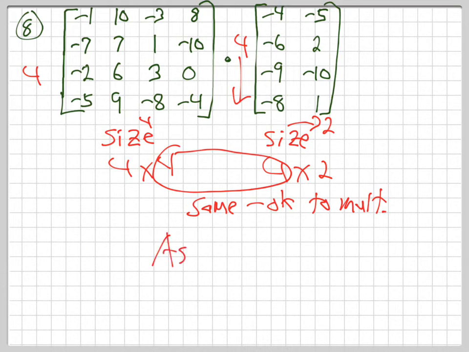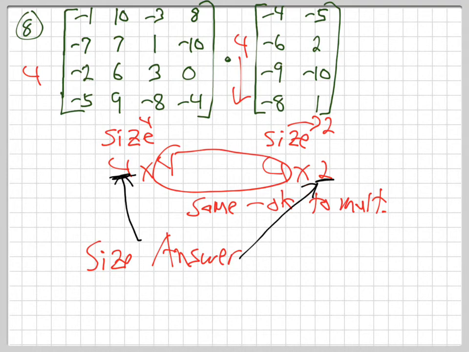So what's going to be the size of the answer matrix? Well, remember, that's determined by the two outside numbers, 4 by 2. The answer matrix is going to be a 4 by 2. 4 by 2 answer matrix. The two outside numbers from the dimensions of the sizes of the two matrices tell you that. 4 by 2. Okay.